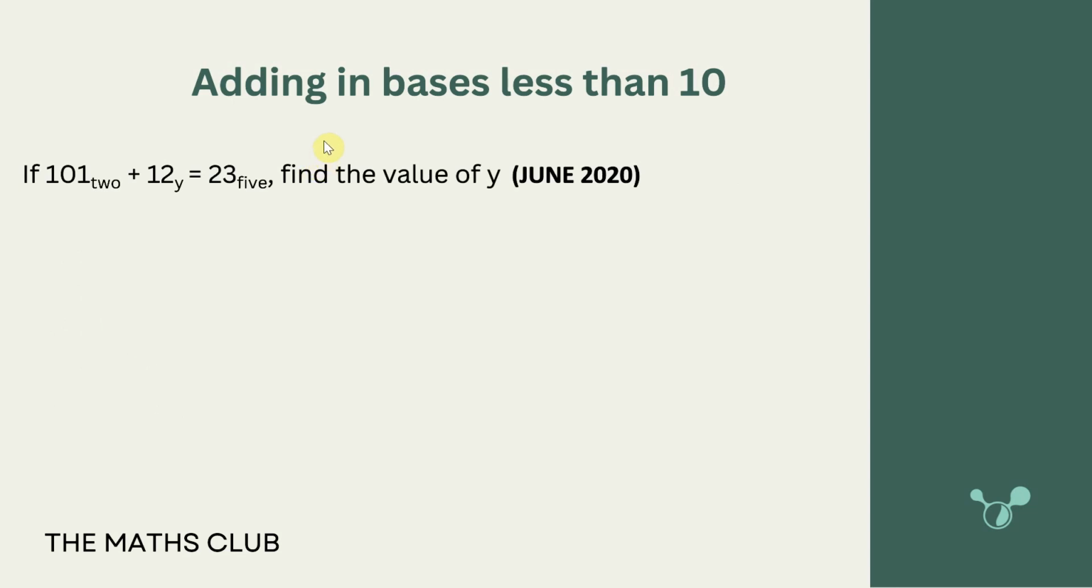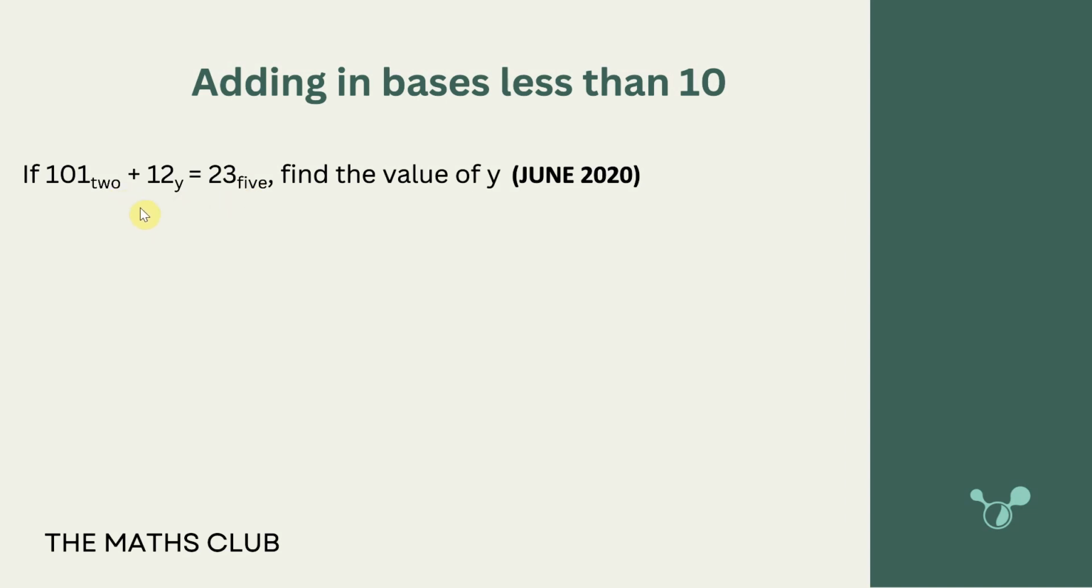This last question is taken from WAEC, June 2020. It says, if 101 in base 2 plus 12 in base y, so you can see now in this case you have a base y, right? A base y is an unknown base. So they're telling you that if you add 101 in base 2 plus 12 in base y, you are going to get 23 in base 5. So you can see different bases.